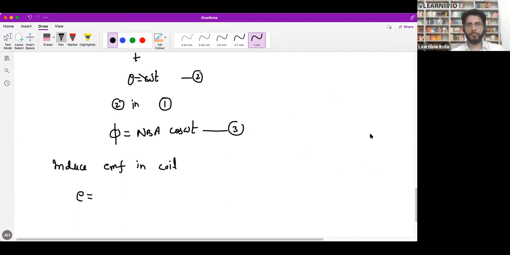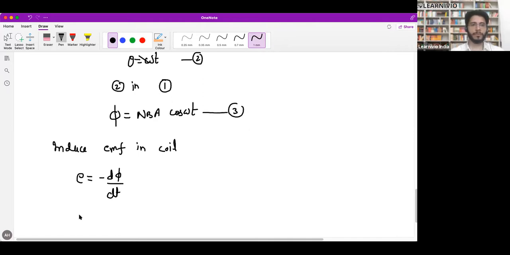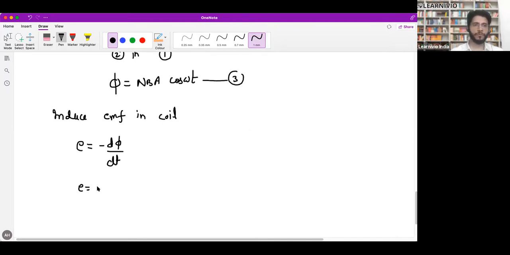Okay, Mariam, if you have a flux which is changing, how do you calculate the induced EMF? Yes, Noor is correct. By Faraday's law of electromagnetic induction, if your flux is changing, then the induced EMF is minus d phi over dt. So it's minus d over dt of phi. What is phi? Phi is NBA cos omega t.